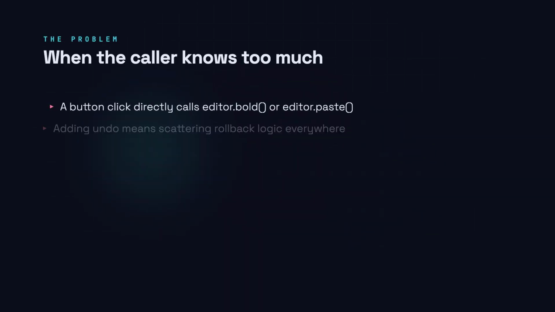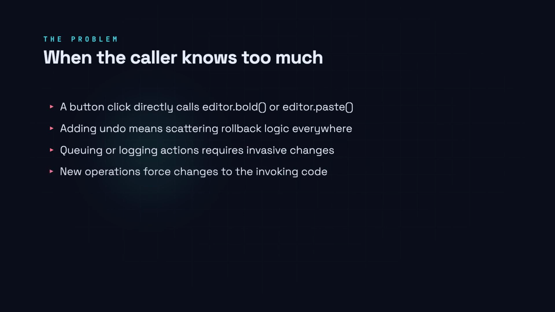Imagine a text editor where every toolbar button directly calls a method on the document object. That seems fine at first, but the moment you need undo history, action queuing, or macro recording, you are stuck. There is no object you can hold on to, replay or reverse. The invoker, the button, is tightly coupled to the receiver, the document, and every new feature tears open both sides of that coupling.